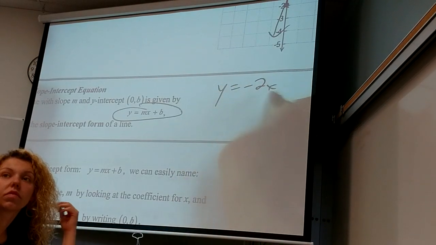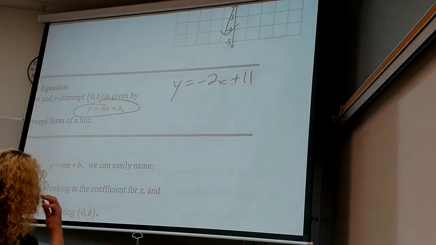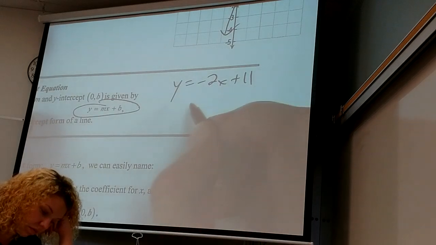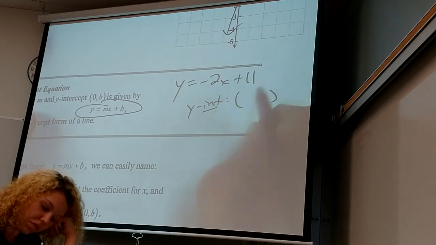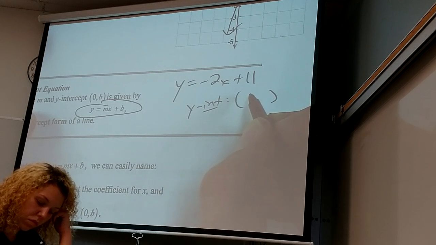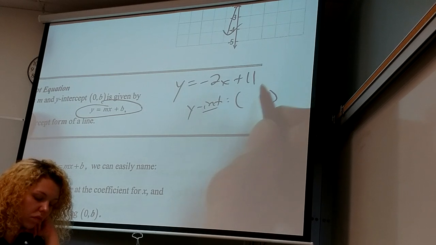So if I had, for example, y equals negative 2x plus 11, can you tell me anything about that line? Be more specific. Y-intercept would be what? No. You're not completely wrong, you're just a little wrong. The y-intercept's not 11. It's 0, 11.